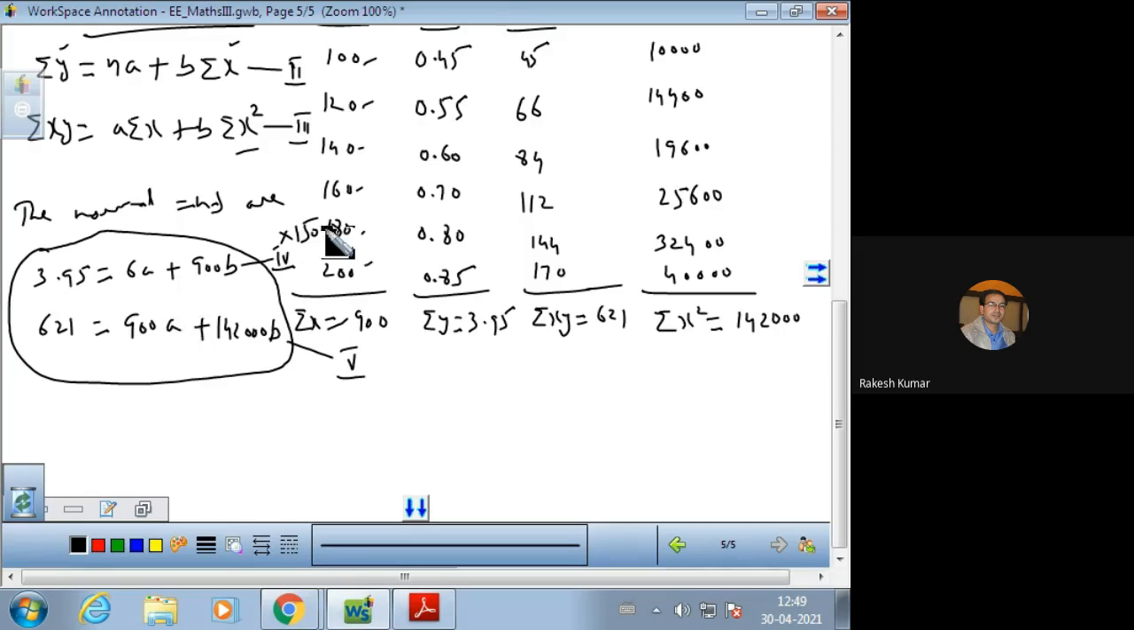So you will be able to get a new equation, and the new equation will be 592.5 is equal to 900a plus 135,000b. This will be the new equation.